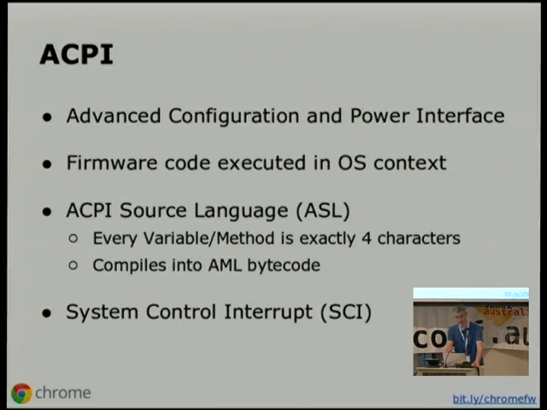The source language for ACPI is pretty ugly. I believe Linus once described it as a design disaster, and I really can't argue with him. Every variable and method is exactly 4 characters. This makes for easy parsing of the bytecode, and if you don't make your variable 4 characters, it will pad it with underscores in the resulting bytecode. But it also means it becomes really hard to follow the source, because everything is these magic 4-character keywords. ACPI uses the system control interrupt to interrupt the OS and let it know that it needs to handle some sort of event. It also uses SCIs to drive the communication protocol so the kernel doesn't have to poll on these I/O ports.